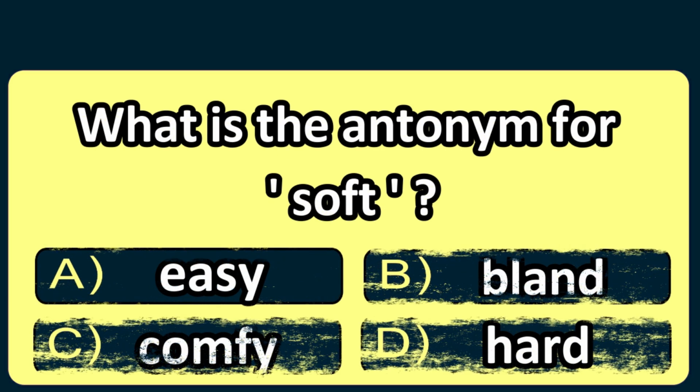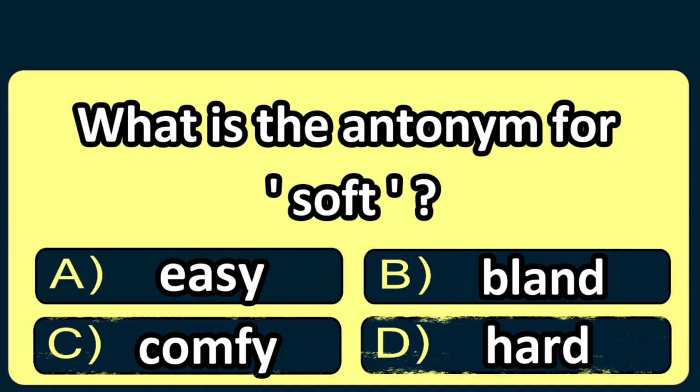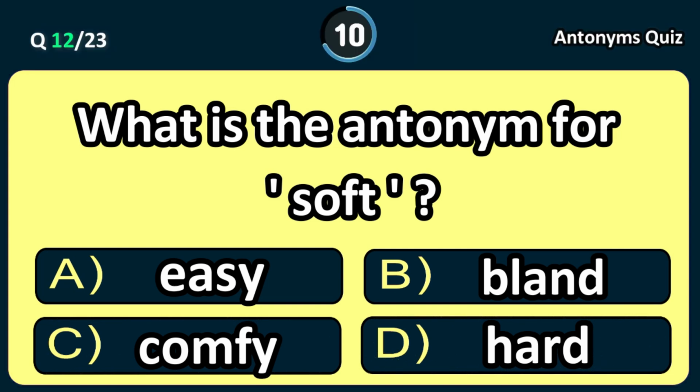12. What is the antonym for soft? A. Easy. B. Bland. C. Comfy. D. Hard.